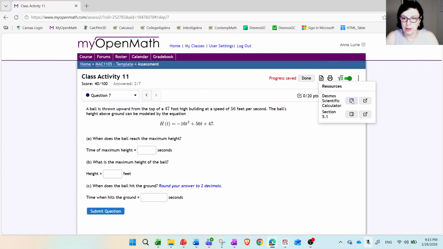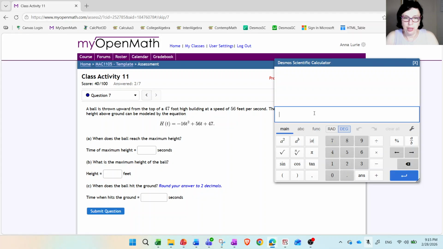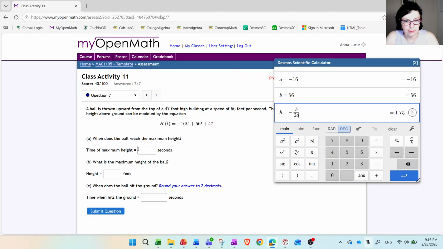We're going to open up Desmos calculator. We're going to enter the values of A. A is negative 16 and B is 56. And that's going to allow us to figure out the H, which is the X, or in this case, T coordinate of the vertex, minus B divided by 2A. Okay, now I think that's it. If you need to round to 2 decimal places, but I don't think you need to do that here. It looks like after 1.75 seconds, the ball is going to reach the maximum height.